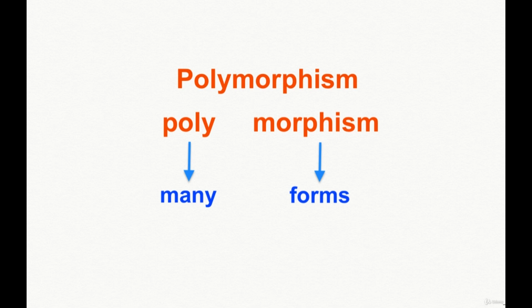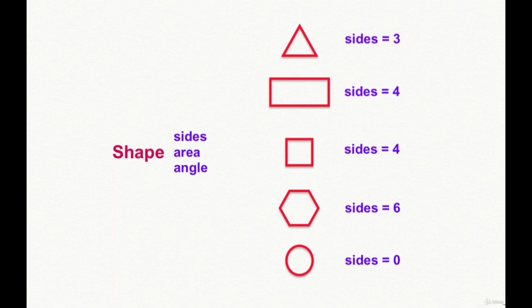So let's learn it with the help of an example. Suppose we have a class named shape. It can have a few properties like sides of that shape, area of that shape, and angles between the sides of that shape. And this shape can be of different types like triangle, rectangle, square, and so on. So shape is our base class and all the rest of these classes are derived classes. So triangle has 3 sides and rectangle has 4. So all of these have these properties with different values.